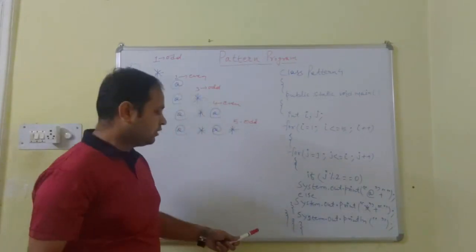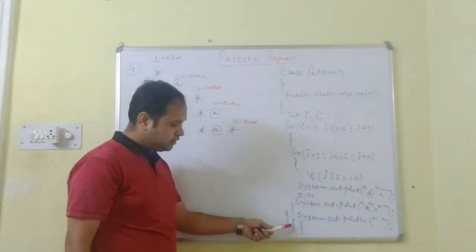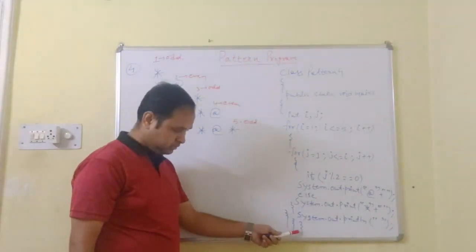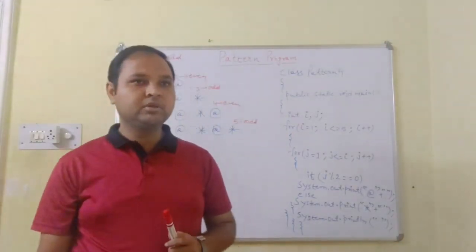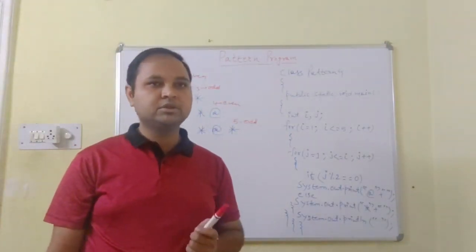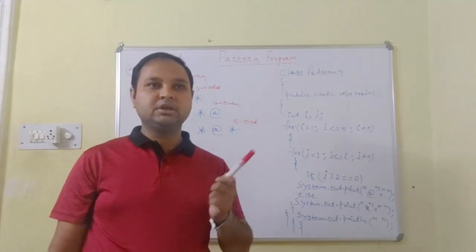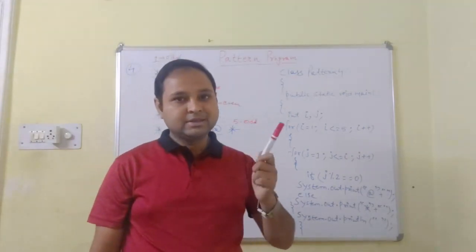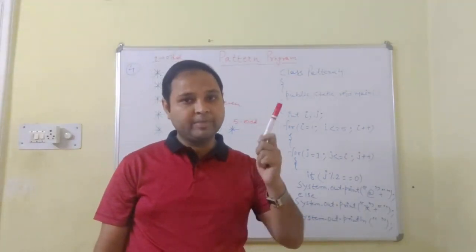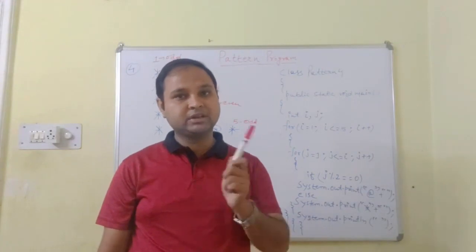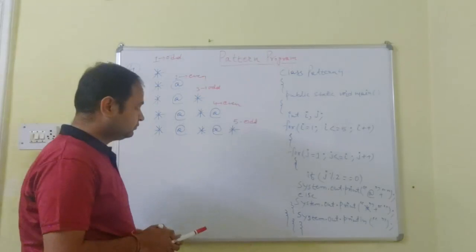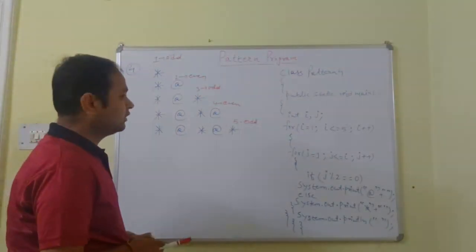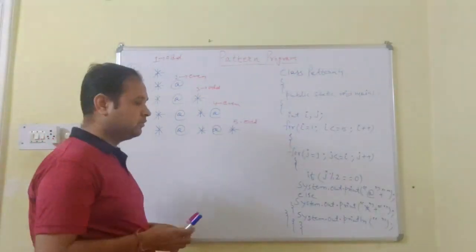So three brackets: first is for the outer loop, then the main method, then the class. In Java programming, you must remember the brackets are always closed in the order they are opened, last in, first out. The bracket which is opened first will close last, and the bracket which opens last will close first.